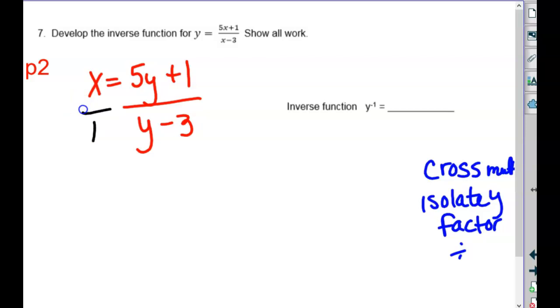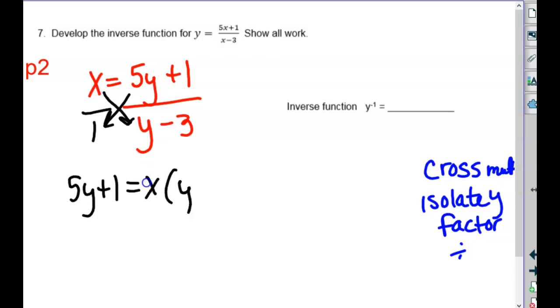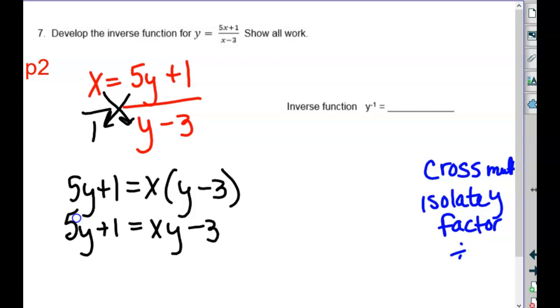So if I put this over 1 and I cross multiply, going this way I get 5y plus 1. Doesn't matter which way you go first. Going this way I will have x times the quantity y minus 3. I do have to distribute that. Can't get by without it. Because now when it says isolate y, I need all the y's on one side and everything that doesn't have a y on the other side.